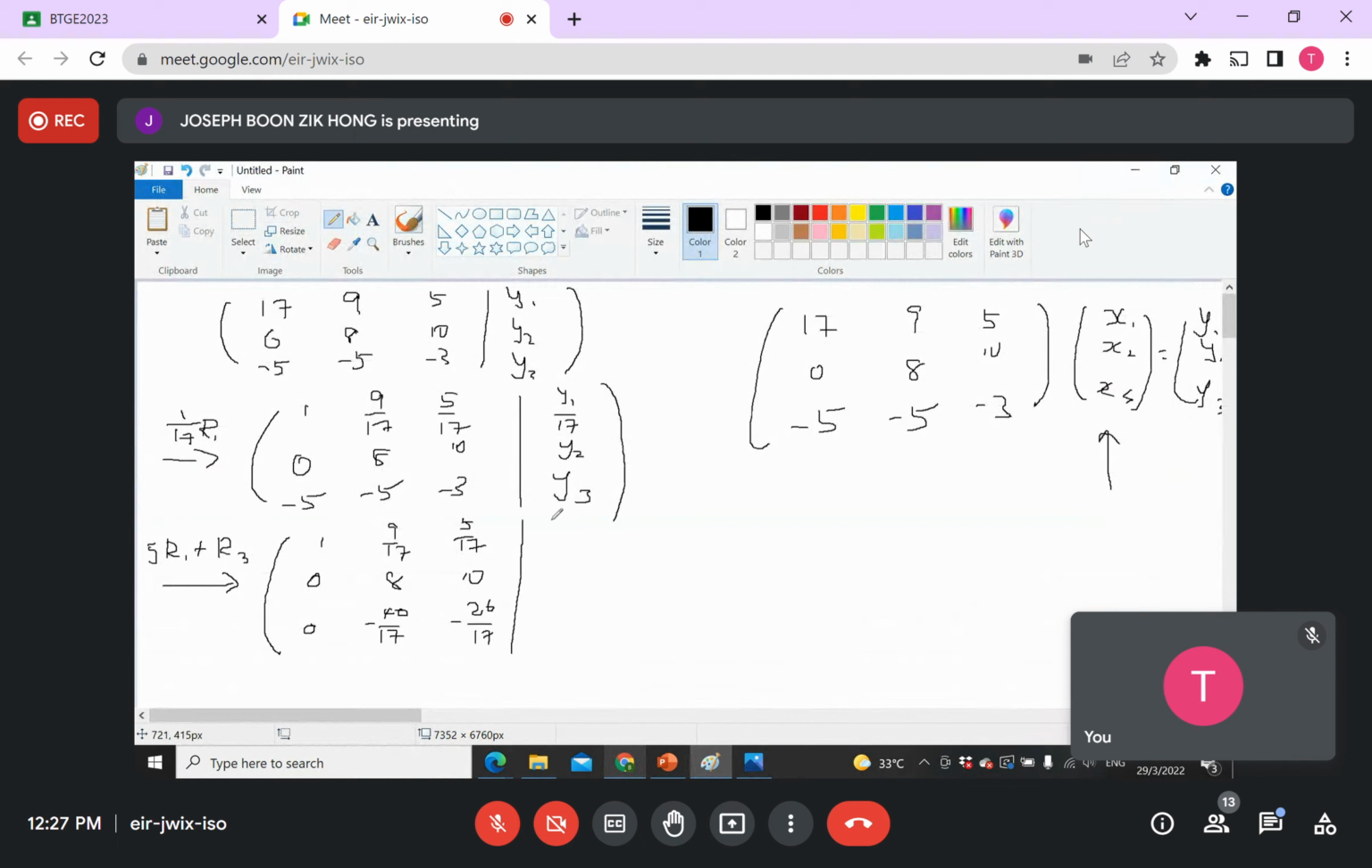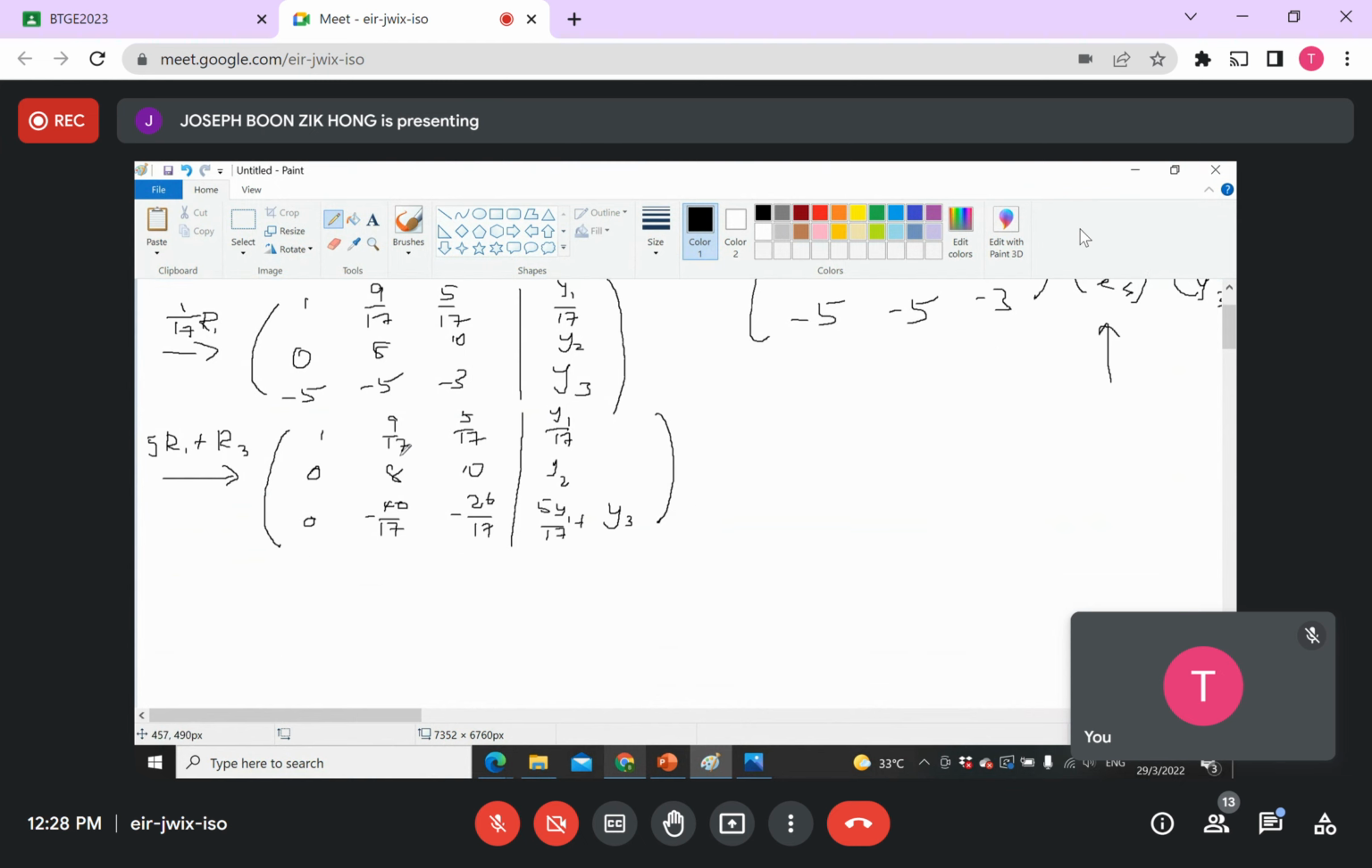So here, this one, y1 over 17, y2 still y2, and then this one will become 5y1 over 17 plus y3. Okay, so this one only done the first step. Second step, I want to make this diagonal become 1 as well. So 1 over 8 of R2.